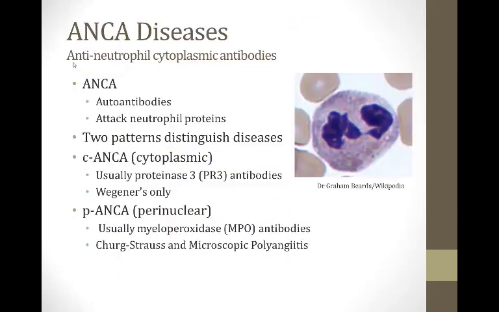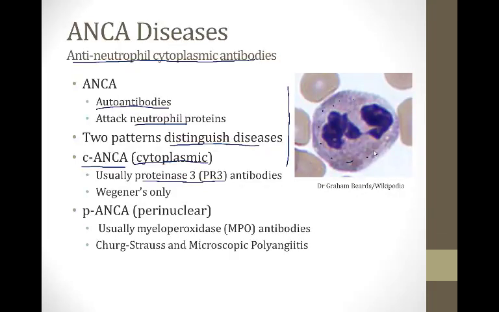So let's talk in more detail about anti-neutrophil cytoplasmic antibodies, or ANCAs. These are autoantibodies that attack proteins inside of neutrophils. There's a picture of a neutrophil on the screen here. And there are 2 patterns of antibody deposition that distinguish the different ANCA diseases. The first pattern is called the cytoplasmic pattern, or c-ANCA. These are antibodies that are usually directed against proteinase 3 inside of the neutrophil. If you stain neutrophils with immunofluorescent staining looking for these antibodies, you will see the neutrophil light up in the cytoplasm, like where I'm indicating with my pen right here, hence the name c-ANCA for cytoplasmic antibodies.